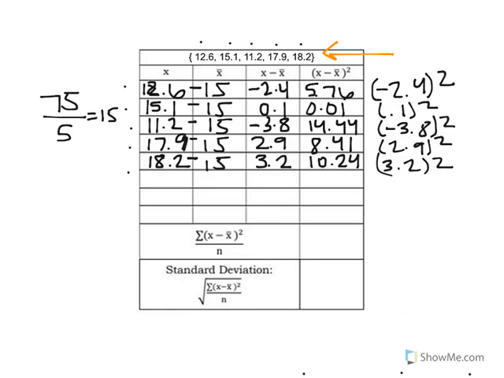Now, the new symbol that occurs is the sum of all of the squared terms, so that's going to be my first step, and then we're going to divide by the number of them. So basically we're just taking the mean, but now we're taking the mean of those squared values. So I'm going to add 5.76 plus 0.01 plus 14.44 plus 8.41 plus 10.24. When I add those all up, I end up getting 38.86.